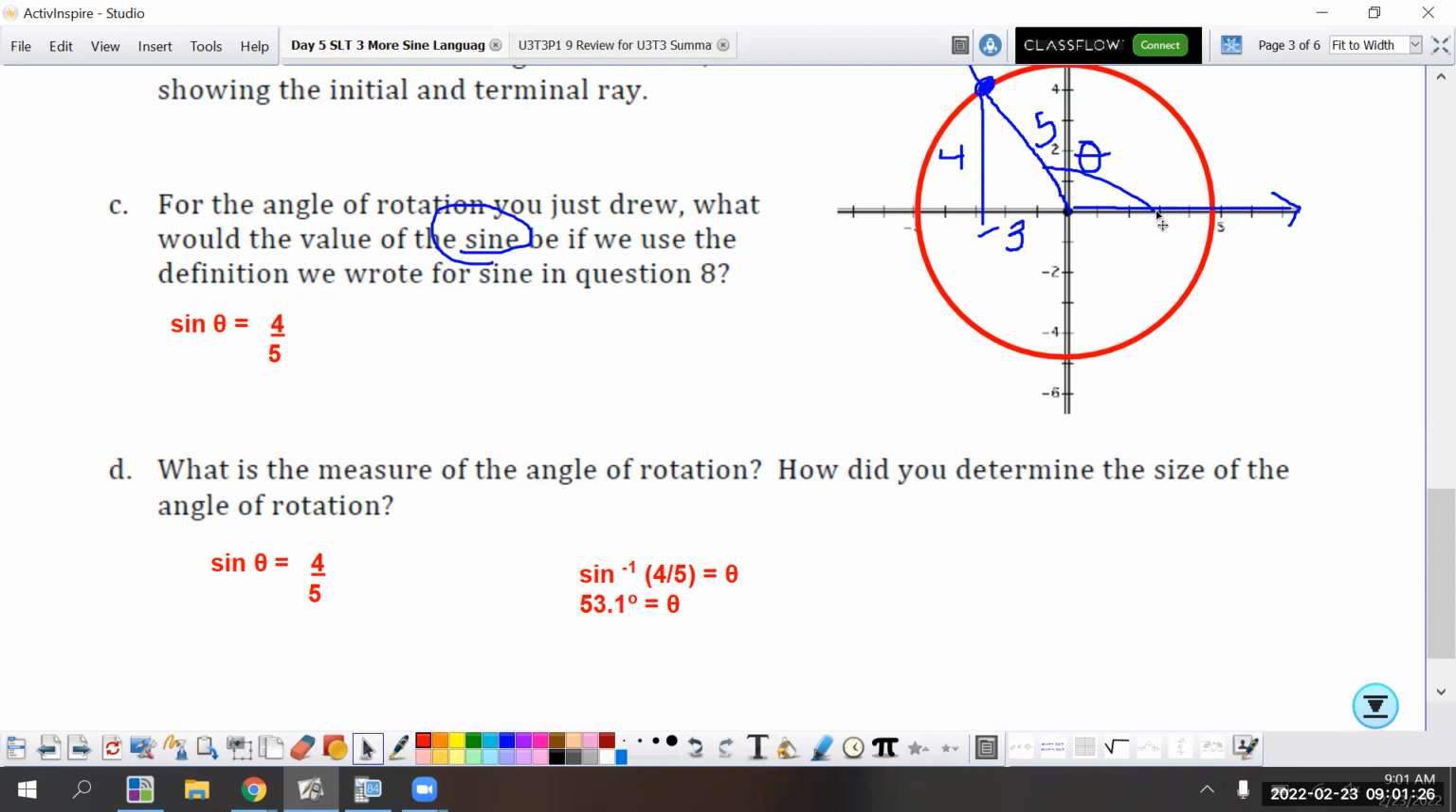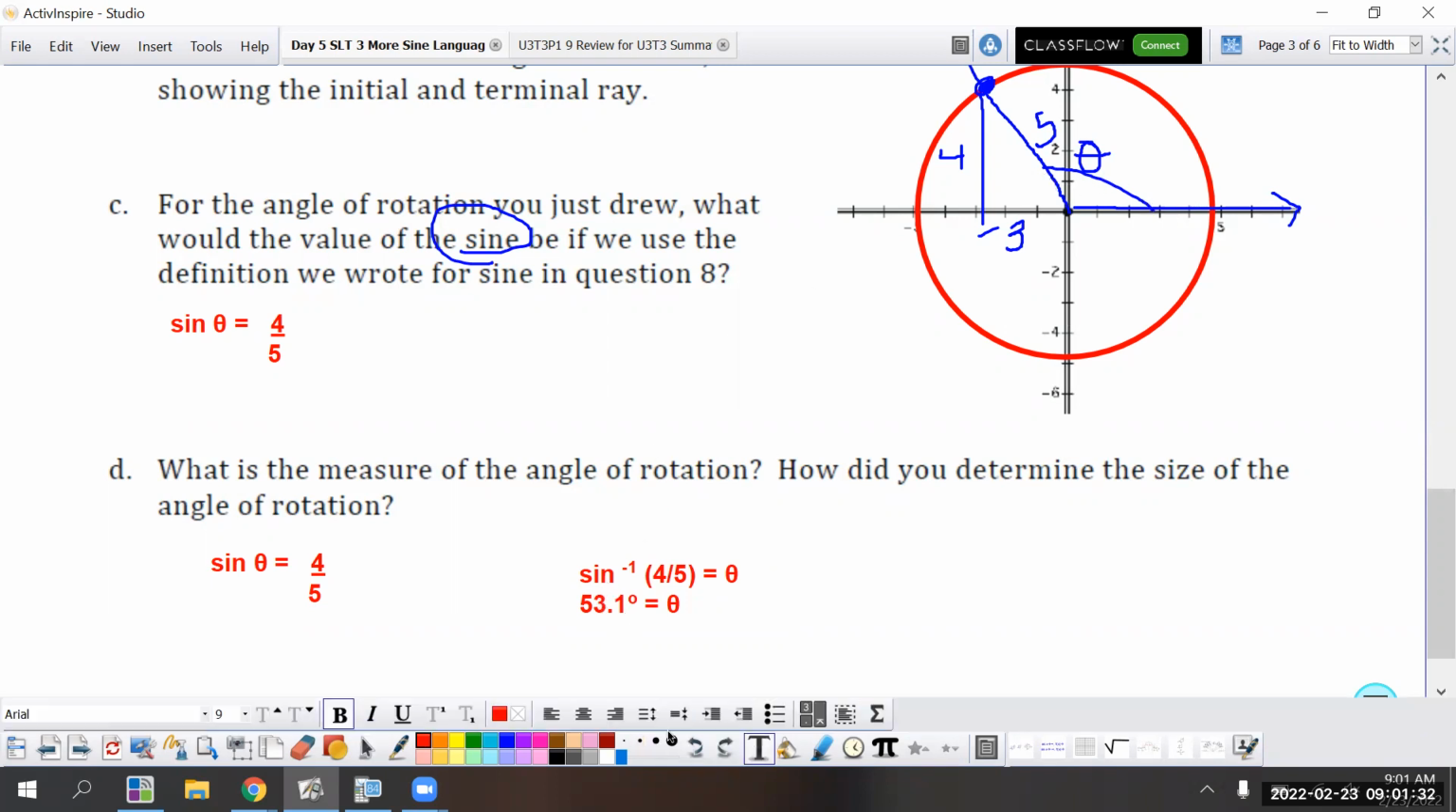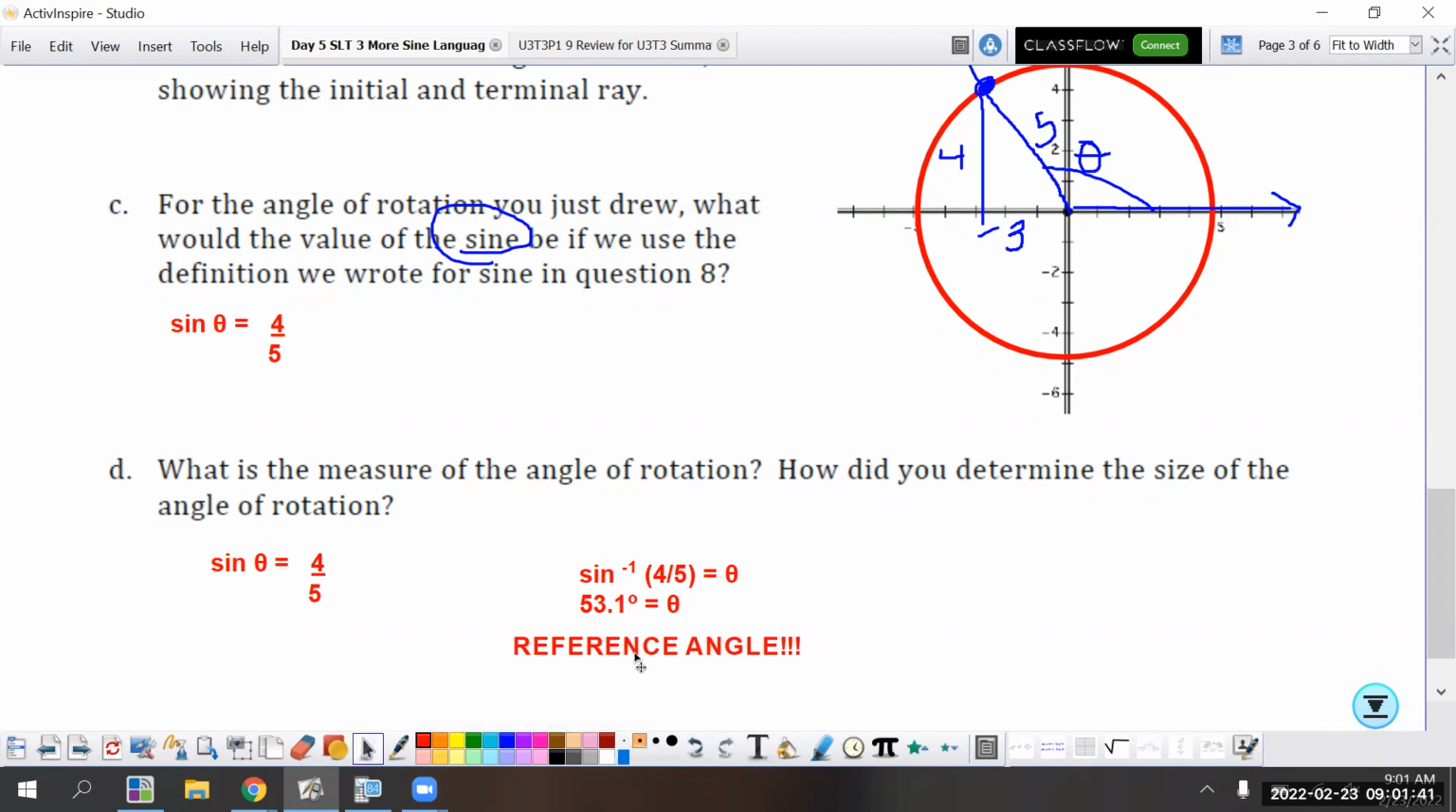But is that this angle of rotation? The way we have our circle up here, this theta looks like it's obtuse. So this 53.1 is the reference angle. Label that as the reference angle. It is not the angle of rotation. The calculator gives you the reference angle. You are smarter than your calculator. The calculator does not know which quadrant you're working in. So you have to know, hey, calculator is giving me this acute reference angle.